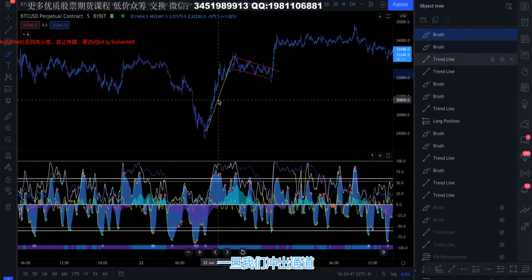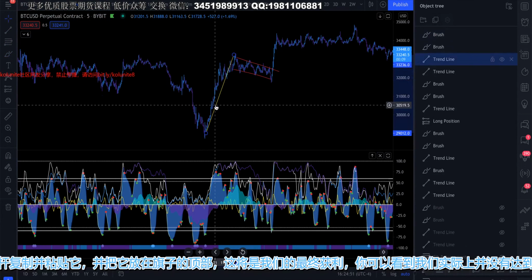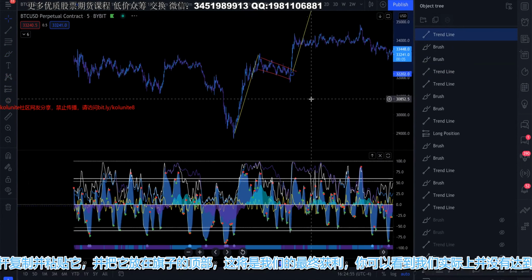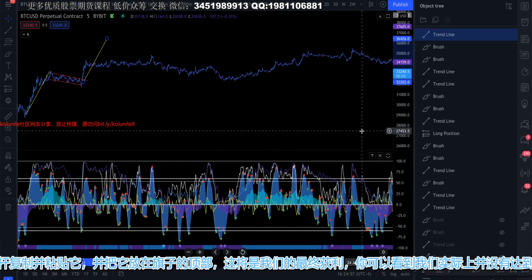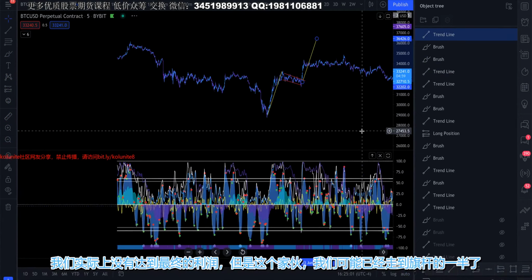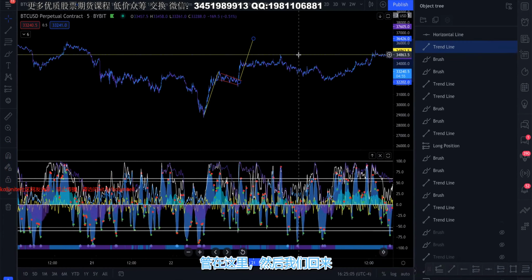As soon as we break out of the channel, what are we going to do? We're going to take our flagpole, copy and paste it, and put it on the top of the flag, and this would be our final take profit. And you can see that we don't actually hit our final take profit. We actually do not hit our final take profit with this one, guys. We get maybe about halfway up the flagpole, to about here, and then we come back down.